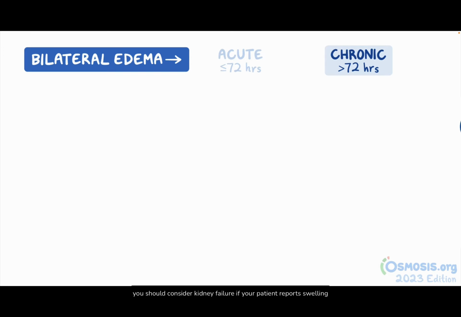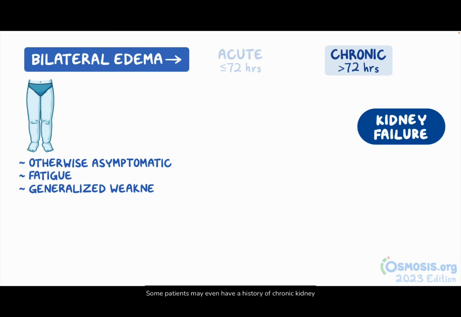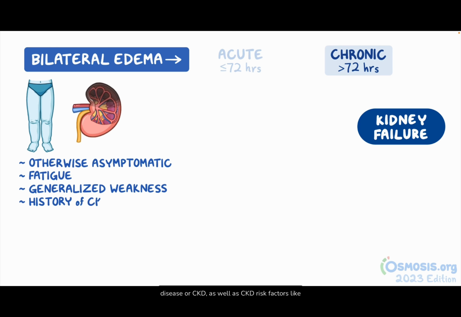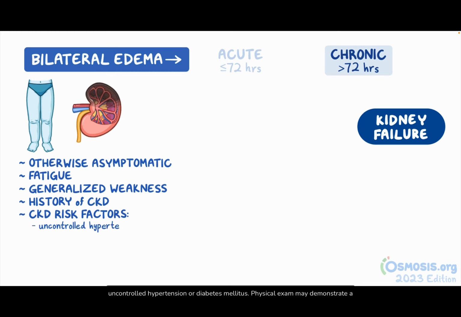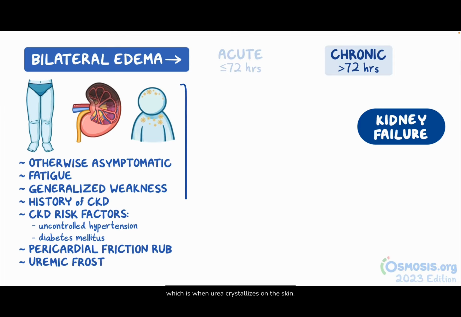Finally, you should consider kidney failure if your patient reports swelling in both lower limbs but is otherwise asymptomatic or has nonspecific symptoms like fatigue and generalized weakness. Some patients may even have a history of chronic kidney disease or CKD, as well as CKD risk factors like uncontrolled hypertension or diabetes mellitus. Physical exam may demonstrate a pericardial friction rub or uremic frost, which is when urea crystallizes on the skin.